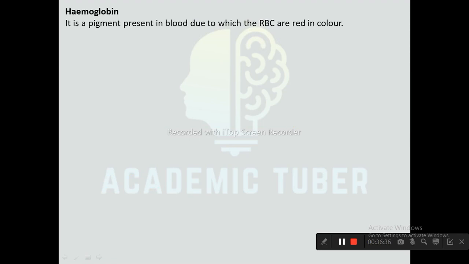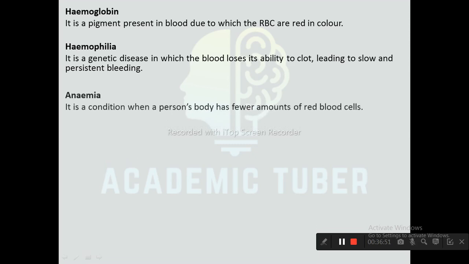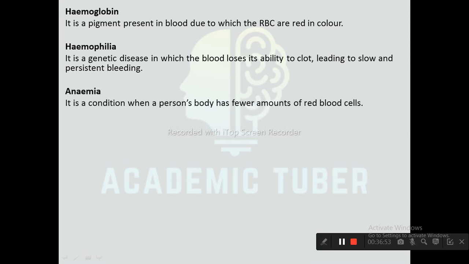Hemoglobin, it is a pigment present in blood due to which RBCs are red in color. Hemophilia, it is a genetic disease in which the blood loses its ability to clot, leading to slow and persistent bleeding. Anemia, it is a condition when a person's body has a fewer amount of red blood cells.